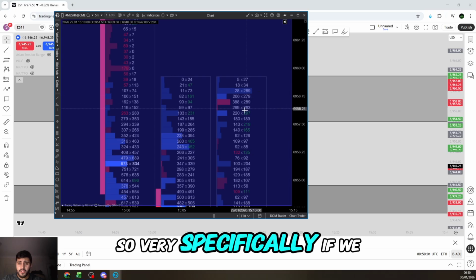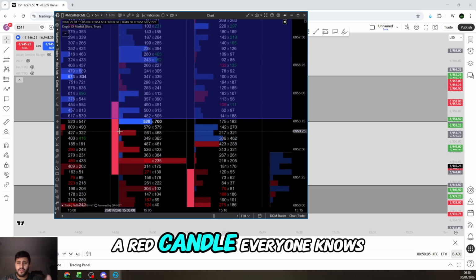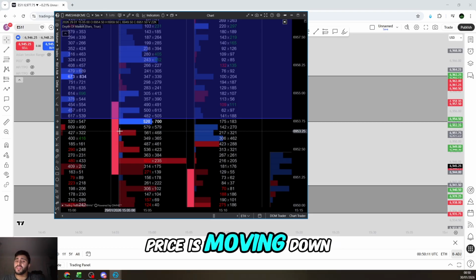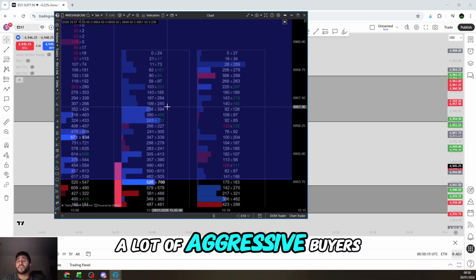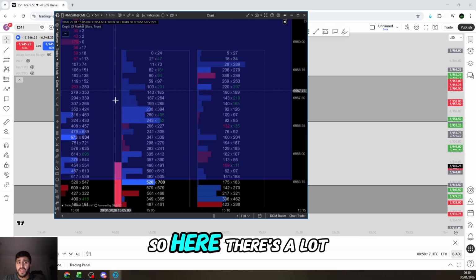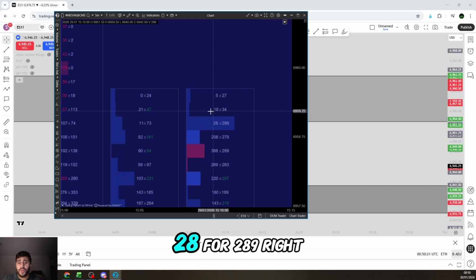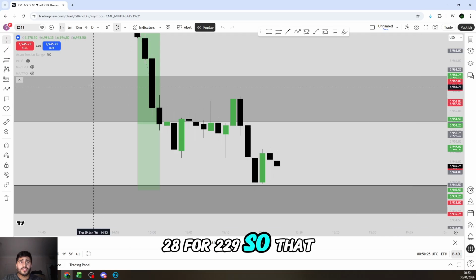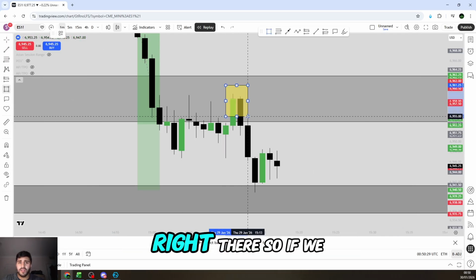Very specifically, if we dive in, it's a red candle, right? Everyone knows what a red candle means. It just means that the price is moving down. But what's going on in the level? It's the opposite. We see a lot of aggressive buyers, right? Here there's a lot of aggressive buyers, but for me, it's here. 28 for 289. That was happening right there.